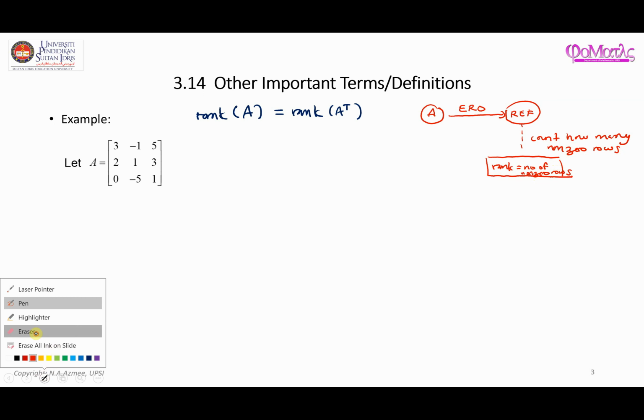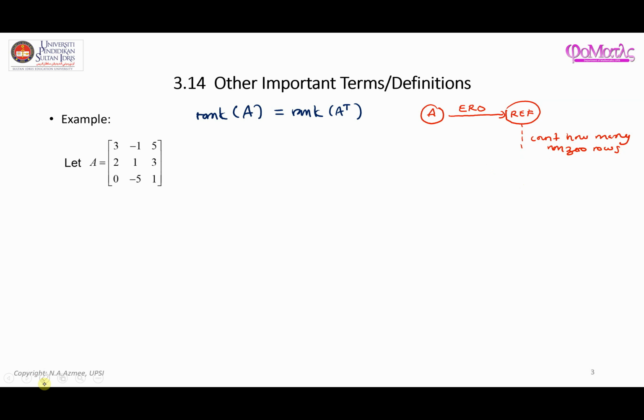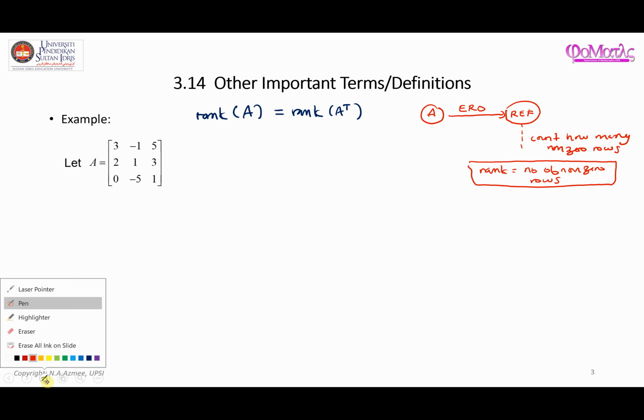Let me just write it properly. Okay, so therefore, rank is just the number of non-zero rows. So that is the rank of a matrix, and this idea, well, I have already discussed in one of my earliest videos related to linear algebra. Okay, so without further ado, let us try to reduce this matrix to REF, row echelon form.